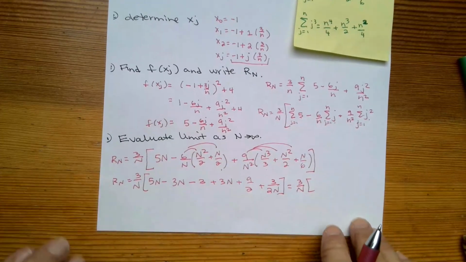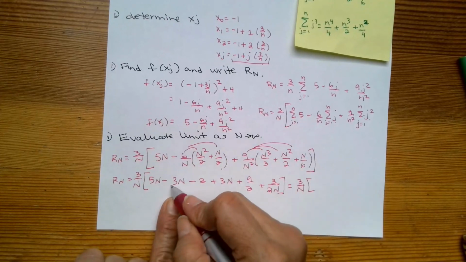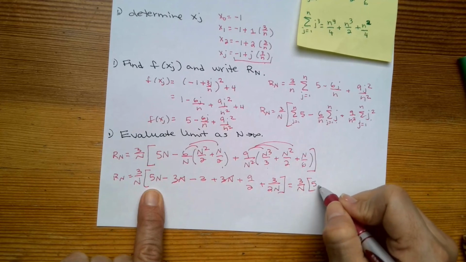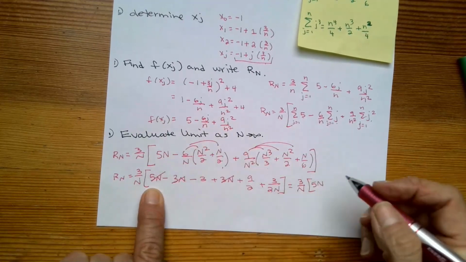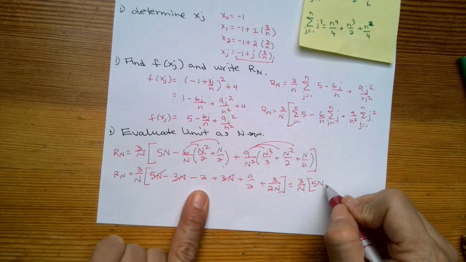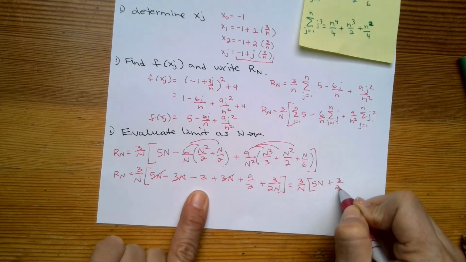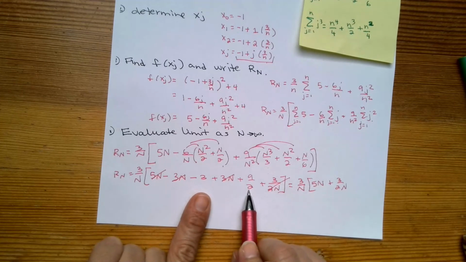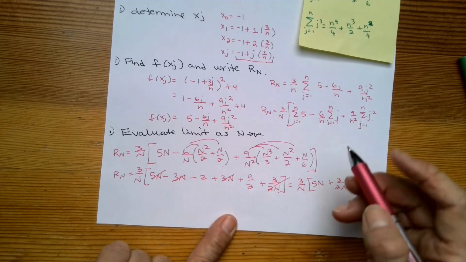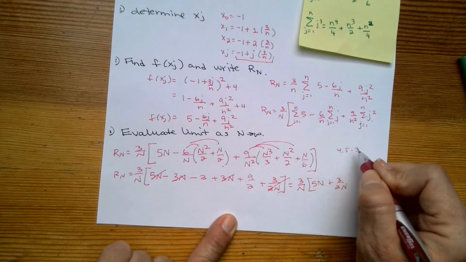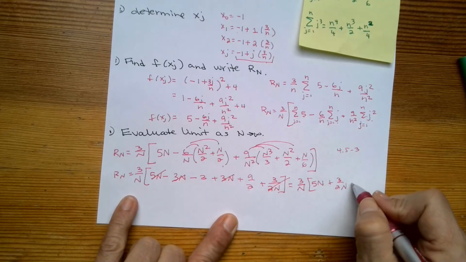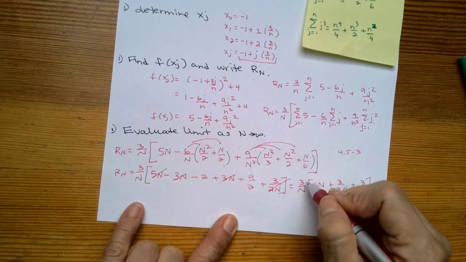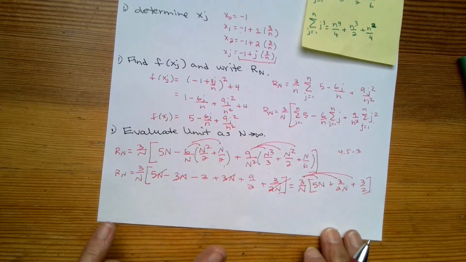Okay, keep going with the algebra. So what do we have here? Minus 3n plus 3n, those guys will go away. So it looks like I have a 5n, plus 3 over 2n. Then I have 9 over 2 minus 3. So what's that? 4.5 minus 3, so 1.5. So plus 1.5. Okay, last thing, we'll distribute that 3 over n.